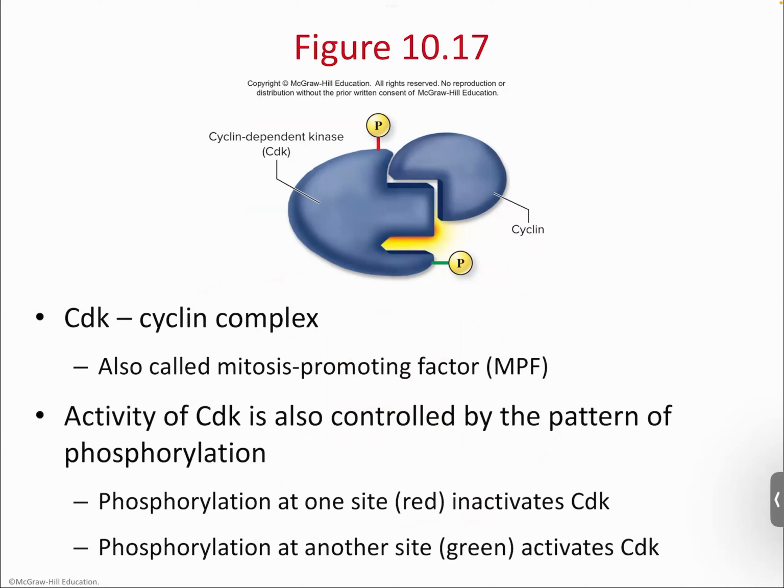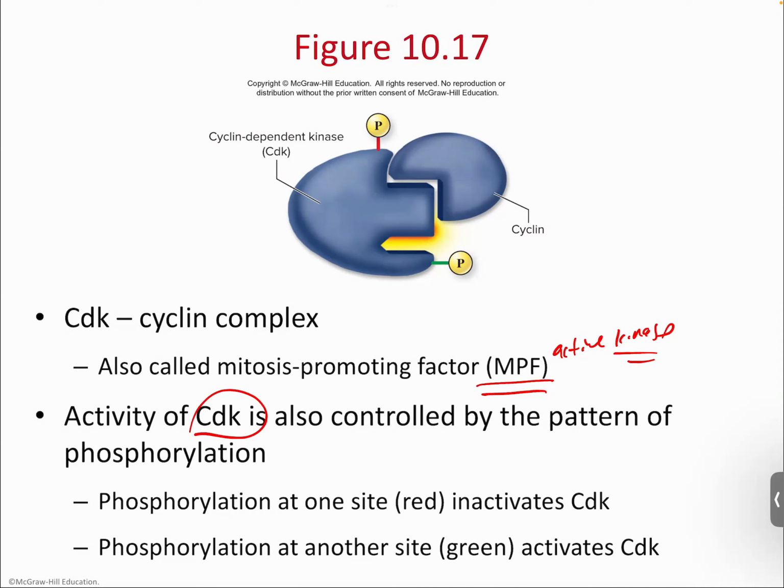So the CDK cyclin complex is important, right? Because this gives you your active kinase complex, and this active kinase complex we call the mitosis promoting factor, or MPF. This is your active kinase. Not only that, but you can actually control CDK itself, which is a kinase, by phosphorylating. So a lot of times kinases, whose job it is to phosphorylate another protein and turn it on or off, are themselves turned on or off by phosphorylation. We see this quite a bit.